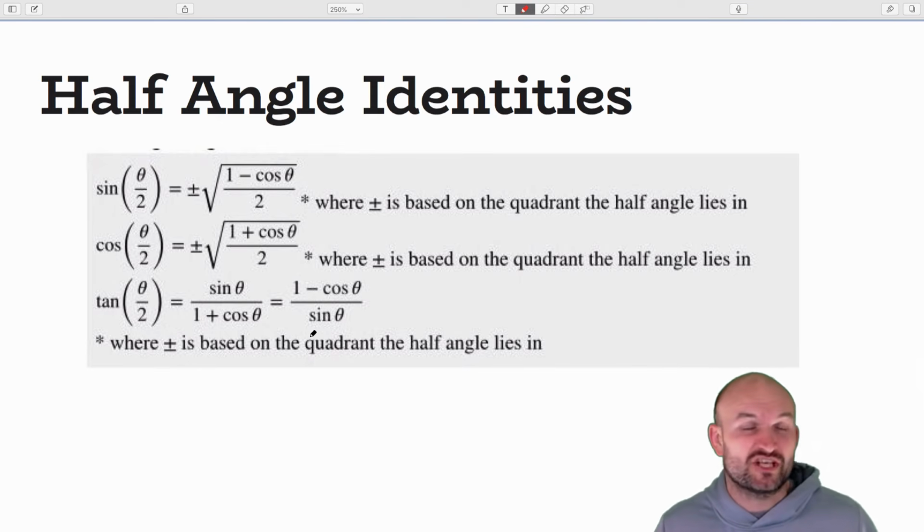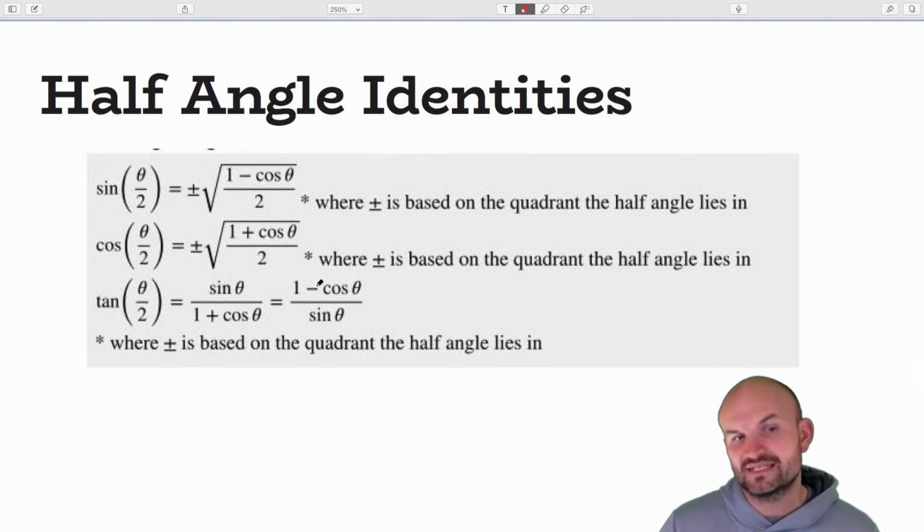And this is something that we've actually already proved. If you remember, this is something that we did before. So we've actually proved this as an identity. And again, that comes from that half angle formula.